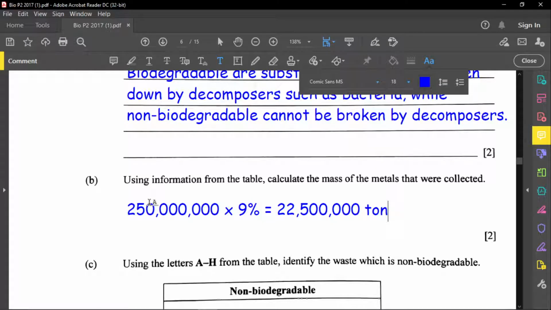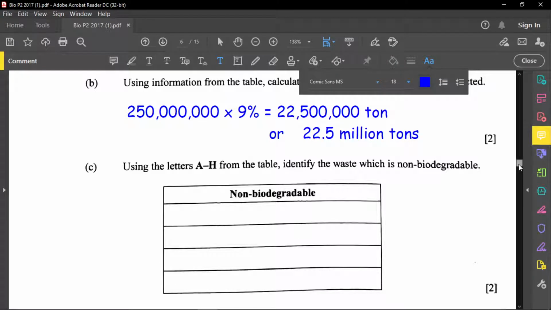You can also write this a little bit shorter if you want. If you want to write it in words, you can just say 22.5 million tons as well. All right, so that will be the answer right there. Let's put it right here. So that will be the answer, 9% of the total. That's the metals.